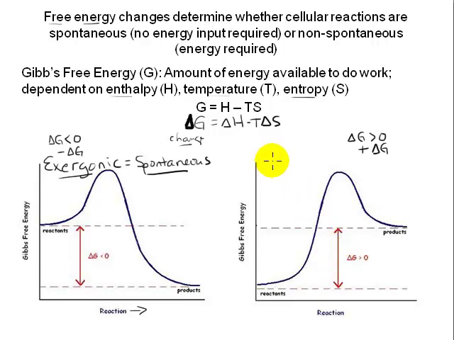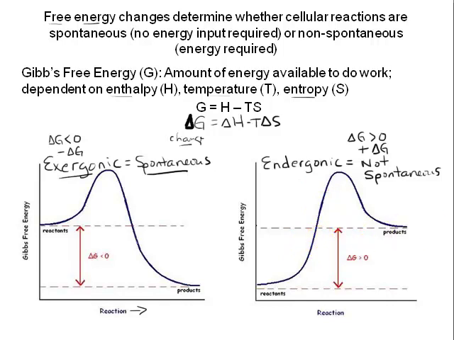Chemical reactions in which the products have more free energy than the initial reactants require an input of energy and are referred to as endergonic. Exergonic reactions are characterized by a decrease in energy state and are therefore spontaneous. Endergonic reactions are characterized by an increase in energy state and are non-spontaneous.